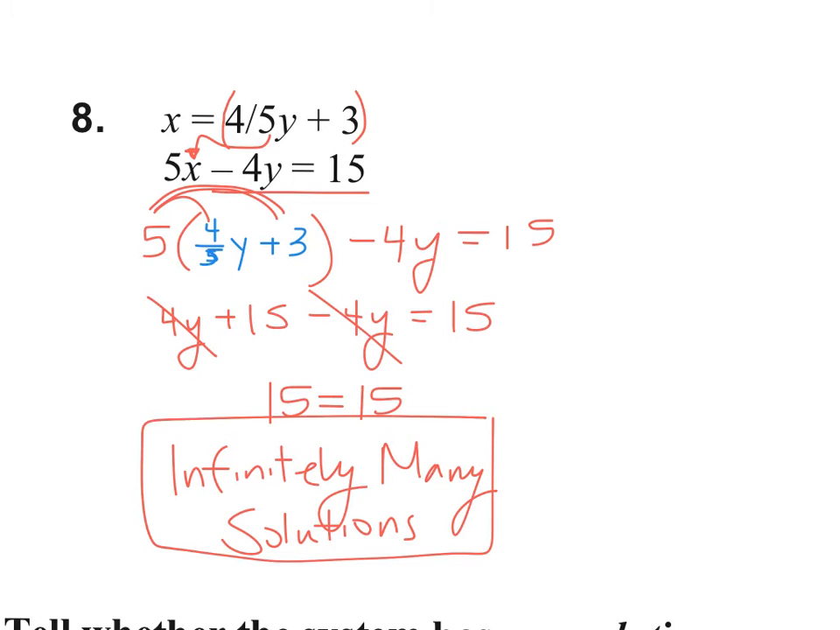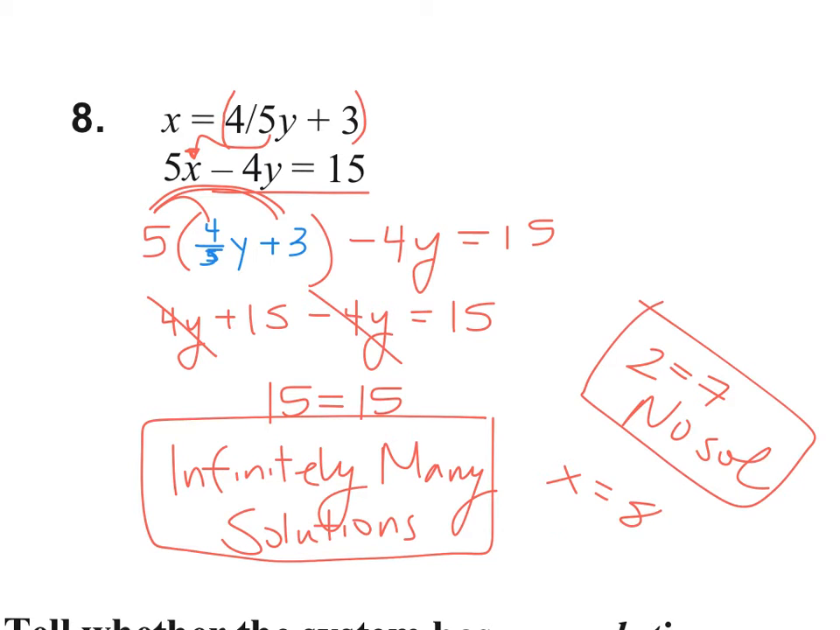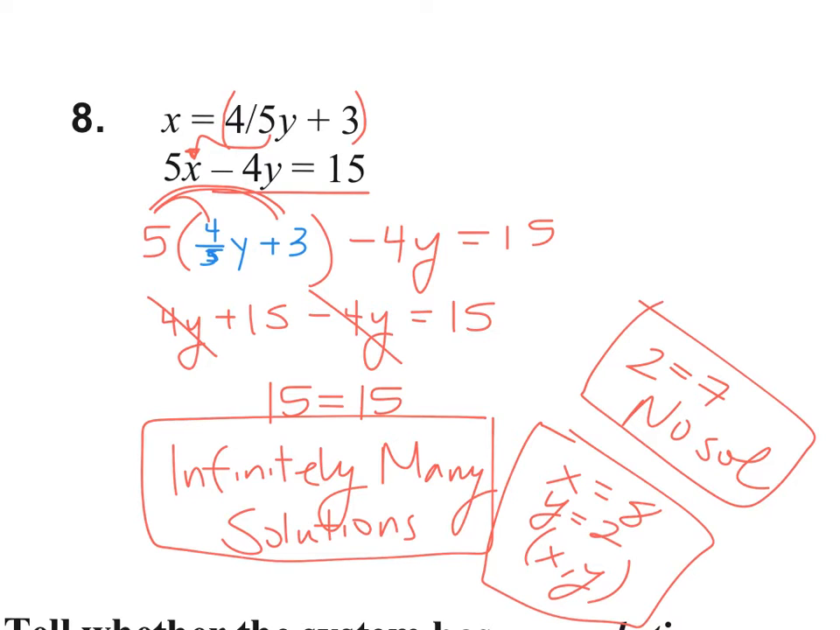Okay. Remember, if it shows up like 2 equals 7, that's no solution. And if you end up with x equals a number, then you plug that in to solve for y, and then your answer is whatever point your x and your y equal. So those are your 3 options for what your solutions would be. Okay.